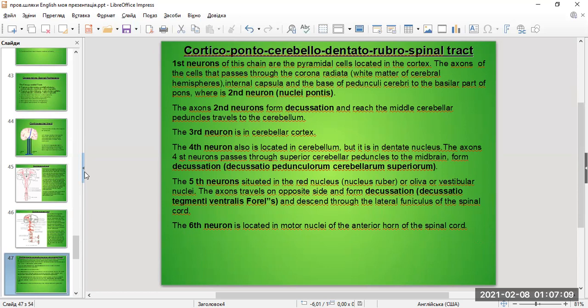The fifth neuron is situated in the red nucleus, nucleus ruber, or olive, or vestibular nucleus. The axon travels to the opposite side and forms a decussation, the decussatio tegmenti ventralis, and descends in the lateral funiculus of the spinal cord. The sixth neuron is located in the motor nucleus of the anterior horn of the spinal cord.